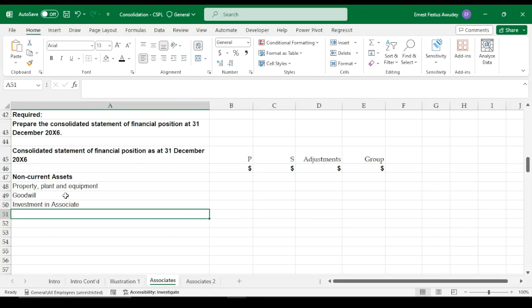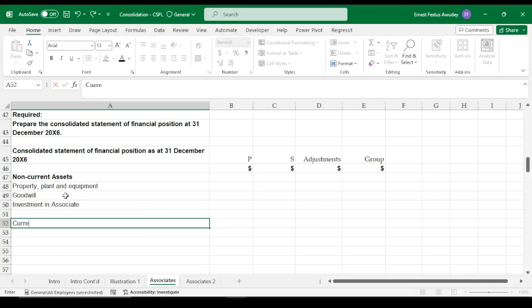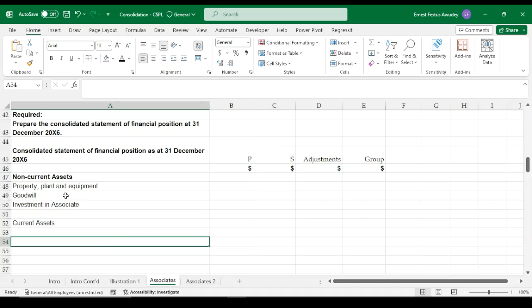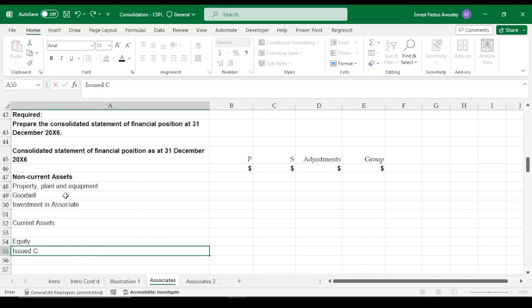Then we also have another item called current assets. All right. So that is it for our asset side. Then we will have our equity. For the equity, we have issued capital.